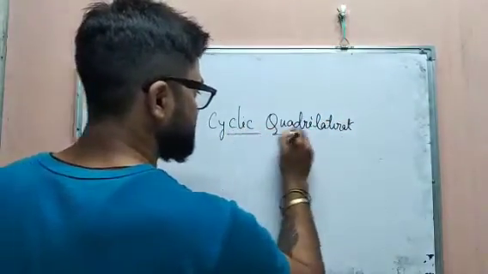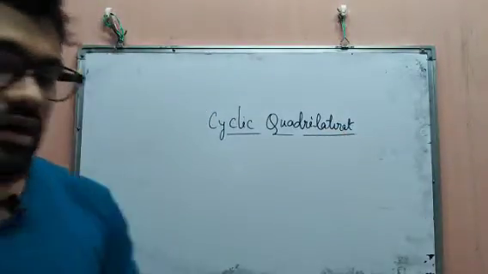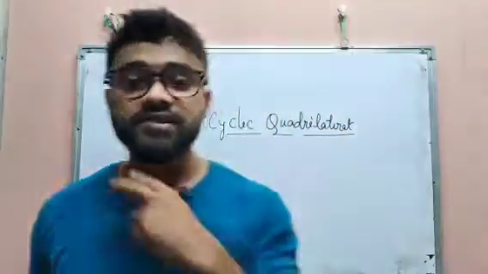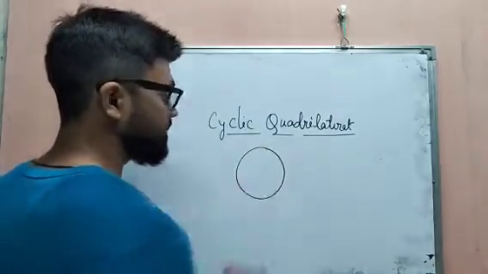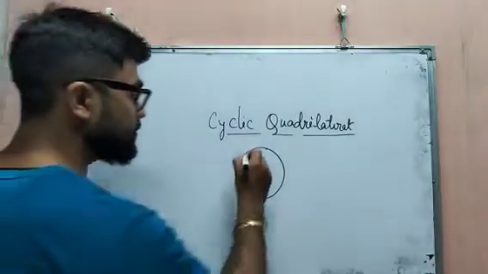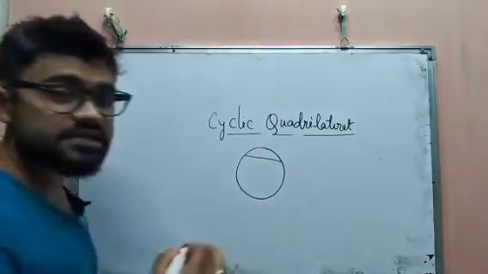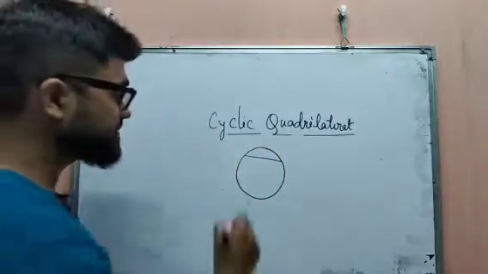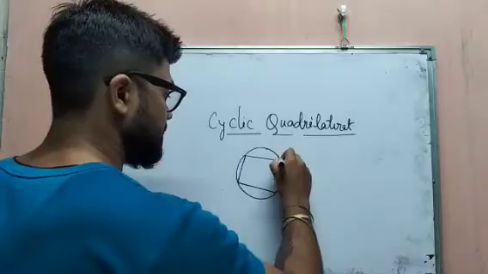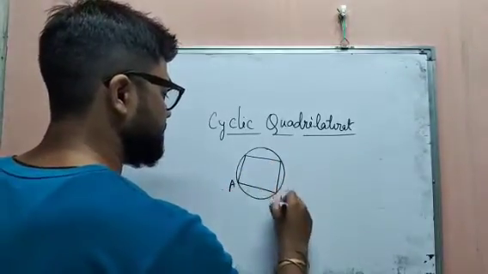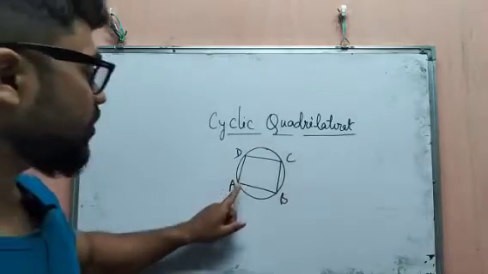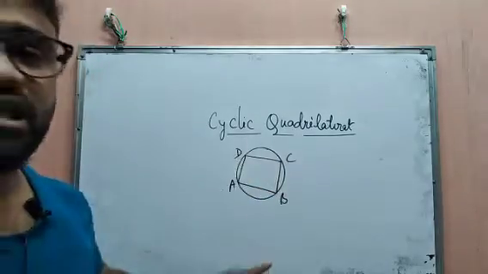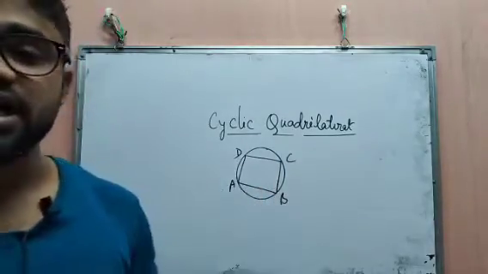Cyclic quadrilateral. Okay, so what is a cyclic quadrilateral? Consider a circle like that. Now, if we draw a quadrilateral whose vertices lie on the circumference of the circle, it will be like that: A, B, C, D. Clearly you can see that all the vertices of this quadrilateral ABCD lie on the circle's circumference.